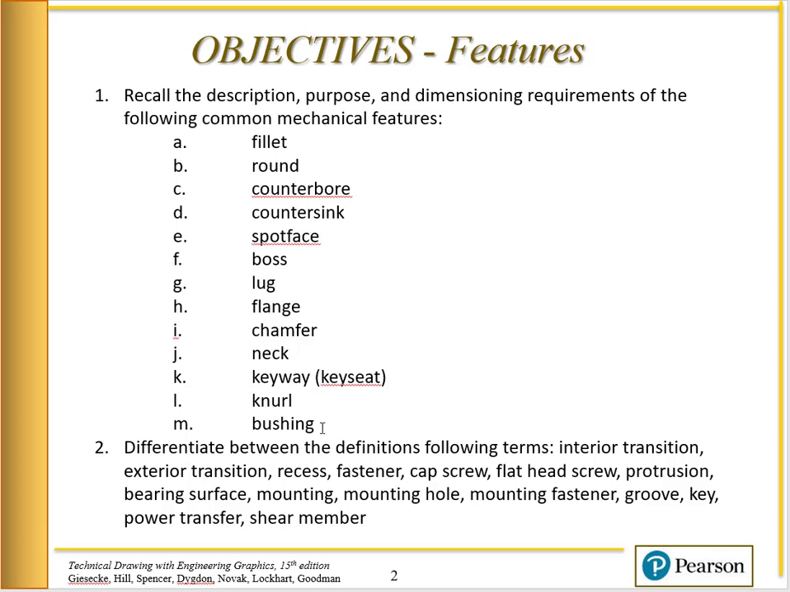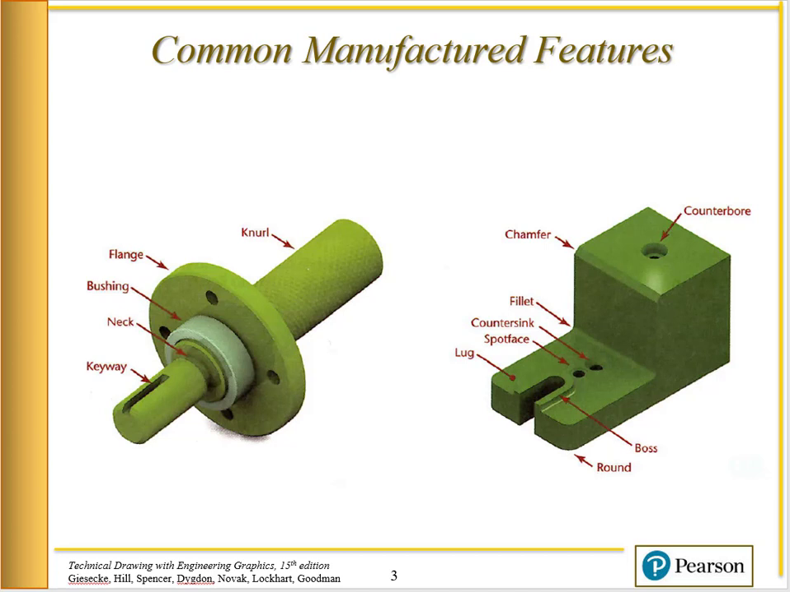What's a knurl, and also a bushing. Then the terms we're going to use is interior transition, exterior transition, recess, fastener, cap screw, flathead screw, protrusion, bearing surface, mounting hole, mounting fastener, groove key, power transfer, and shear members. So pay attention for those words in this presentation. Okay, so these would be your common manufactured features.